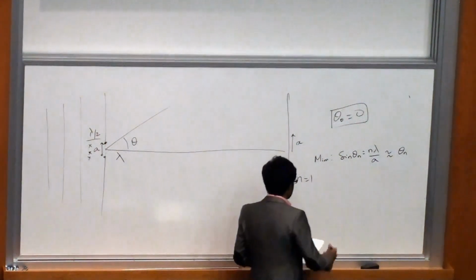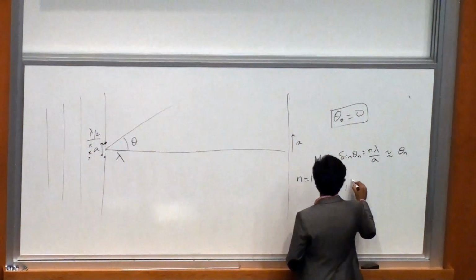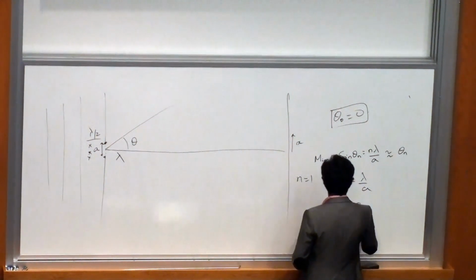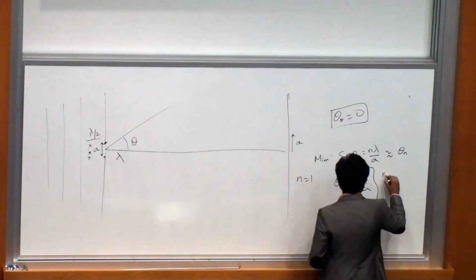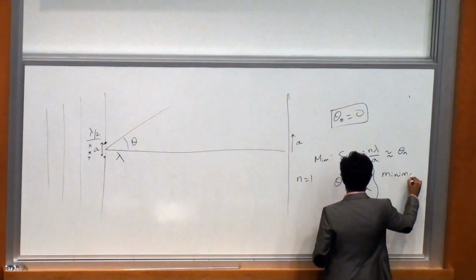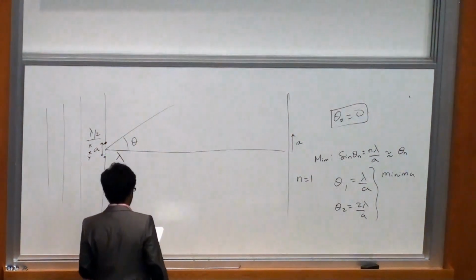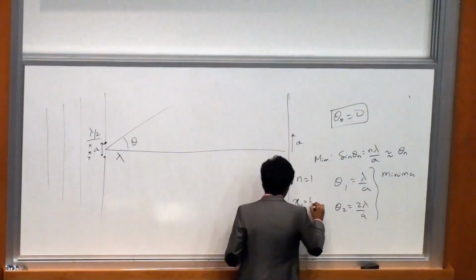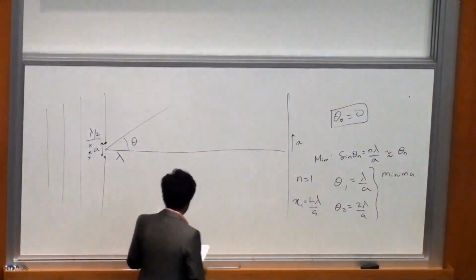So this indeed is the correct equation. If I look at theta 1, this is going to be lambda over a. Theta 2 is going to be 2 lambda over a. And again, these are where you'll find the minima. And if you want to find out where they fall on the screen, it's the same thing. My x1 is going to be L lambda over a. That's where the minimum will fall.